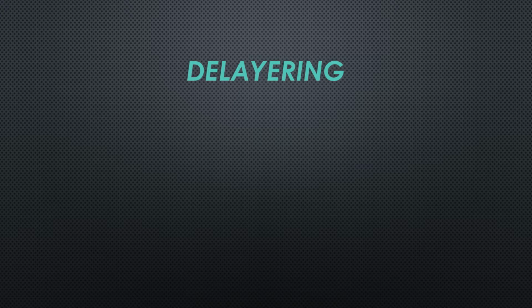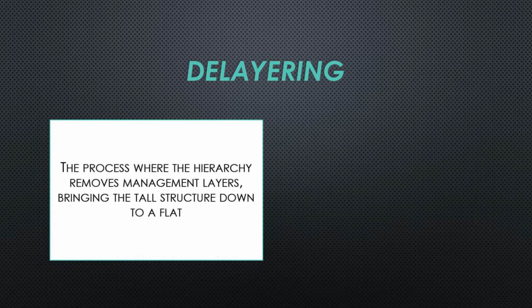Over the years, especially around the 1990s, companies that were running a tall organizational structure were seeking out more cost-effective ways to run their company and started delayering. Delayering is the process where the hierarchy removes several of the management levels, doing away with middle management and bringing a tall structure down to a flat structure.